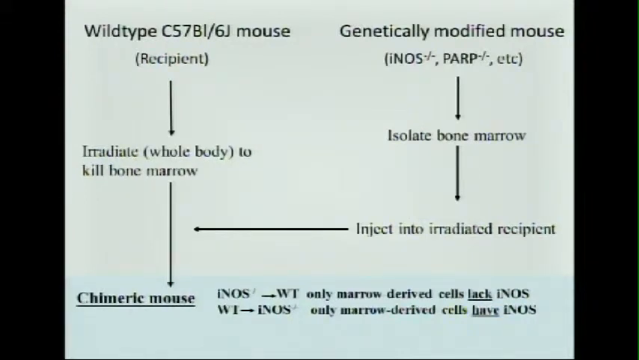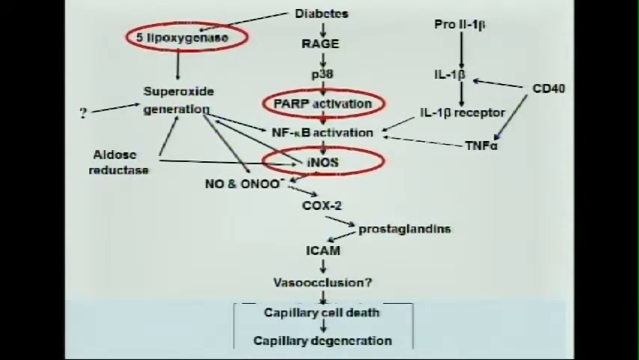For example, with this example using the inducible isoform of nitric oxide synthase, which is a characteristic inflammatory protein. You have the white blood cells, only the bone marrow-derived cells lack this protein. The rest of the body has it. Or the opposite way is that only the white blood cells have this protein, and the rest of the animal doesn't have it. And just as an example, here are three of these proteins that we've done this to.